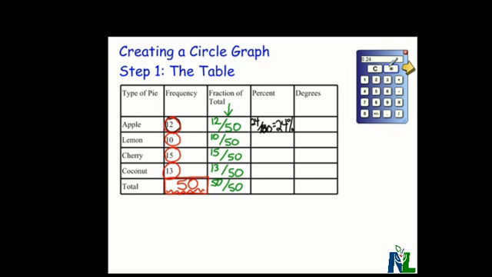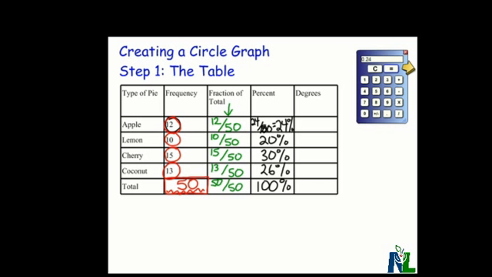We do that for each of the rest of them, and we double the numerator. 10 doubled will give us 20%. And the cherry, 15 doubled is 30%. And then coconut is 26%. If we add up all of our percentages, they should equal 100%. And of course, in this situation, they do as well.